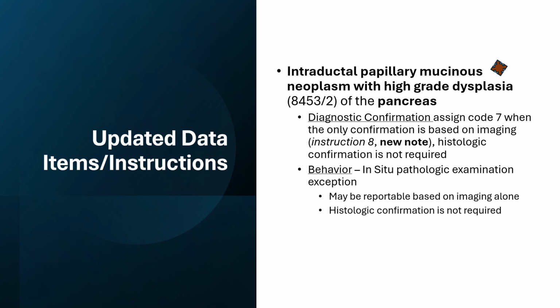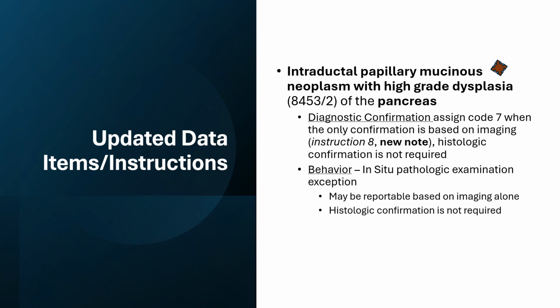For the data items diagnostic confirmation and behavior, the histology intraductal papillary mucinous neoplasm with high-grade dysplasia, 8453/2, of the pancreas can be based on imaging alone. If this is diagnosed via imaging, then the diagnostic confirmation should be code 7.